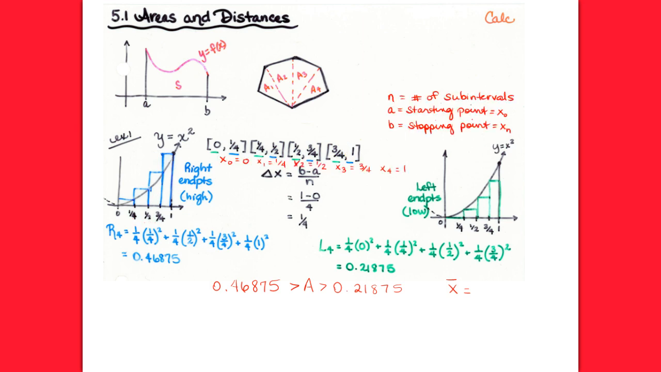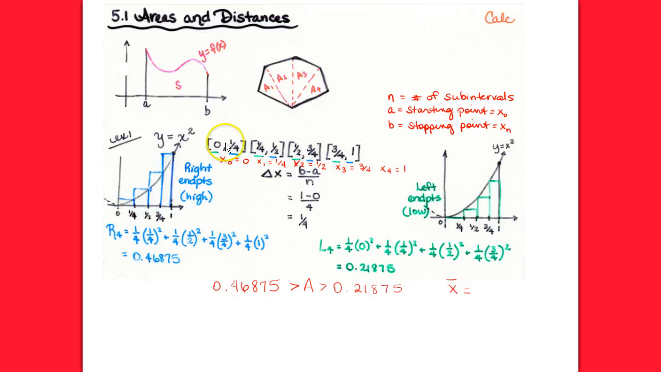Now, some notation that they're going to use is that n is going to be the number of subintervals that I have, like the number of rectangles. They told me to use 4 rectangles. a is going to be my starting point, and we're also going to call that x sub 0, the original x value. b is going to be my stopping point, and we're going to call that x sub n. So, for instance, if I had 4 rectangles, that would be x sub 4, my stopping point.